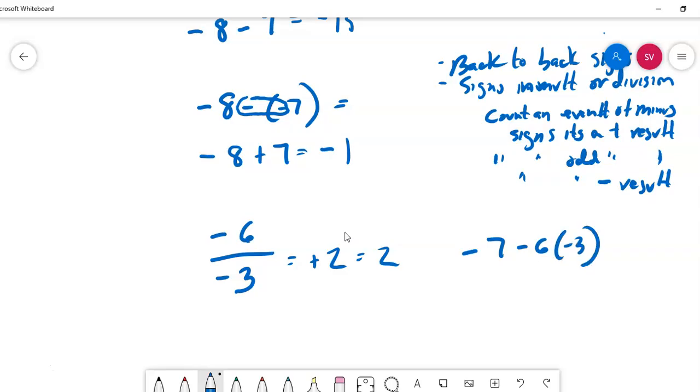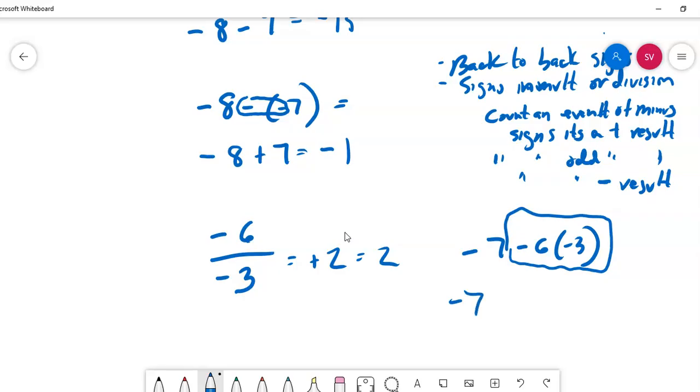Okay, let's look at this problem here. Now the only multiplication part is right here: minus 6 times minus 3, so those are the only minus signs that you count. The ones that are only involved in multiplication, division, or back-to-back signs, and that's it. So this minus sign doesn't fit into any one of those 3 categories, so we don't count that. So it'll be minus 7.